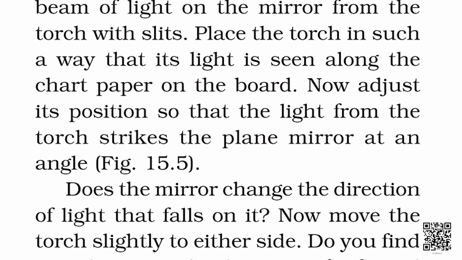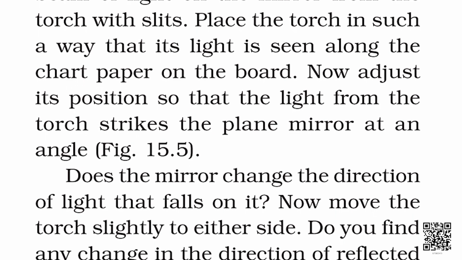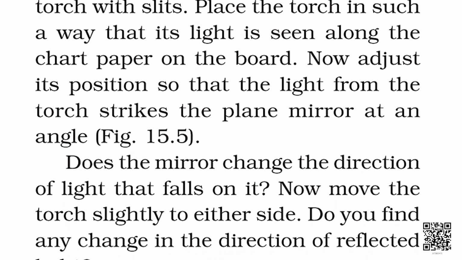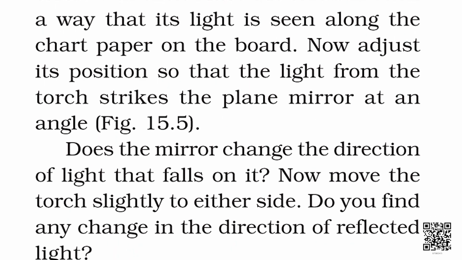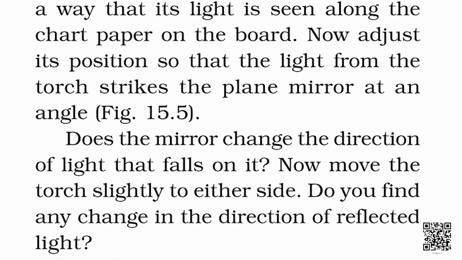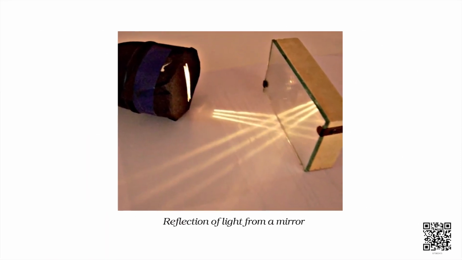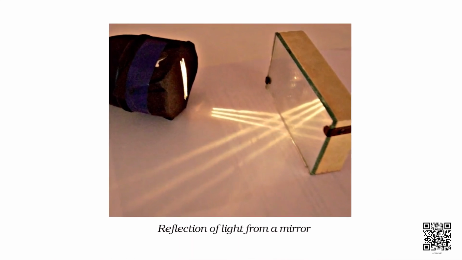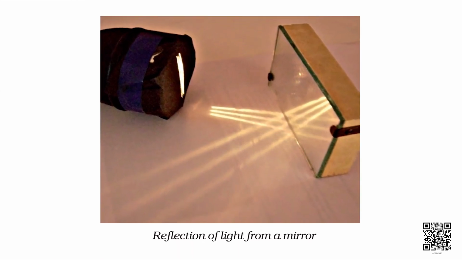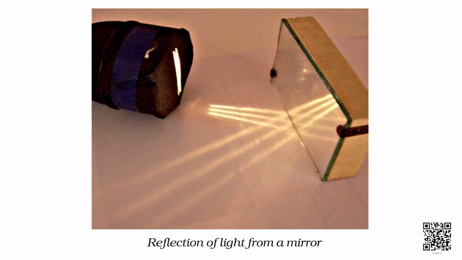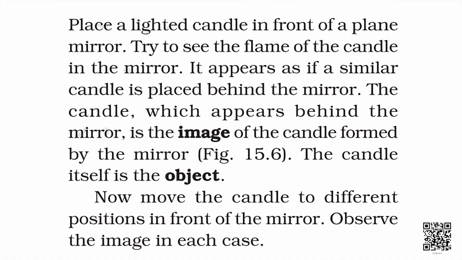Now, does the mirror change the direction of light that falls on it? Also, we will try to move the torch slightly to either side, and we will see the change in direction of reflected light. So students, by looking into the mirror along the direction of the reflected light, we can see the slits in the mirror. This is the image of the slits, and this activity shows how light gets reflected from a plane mirror. Students, the next activity has to be performed under the supervision of an adult or a teacher because it involves the lighting of a candle. So now we will perform this activity.